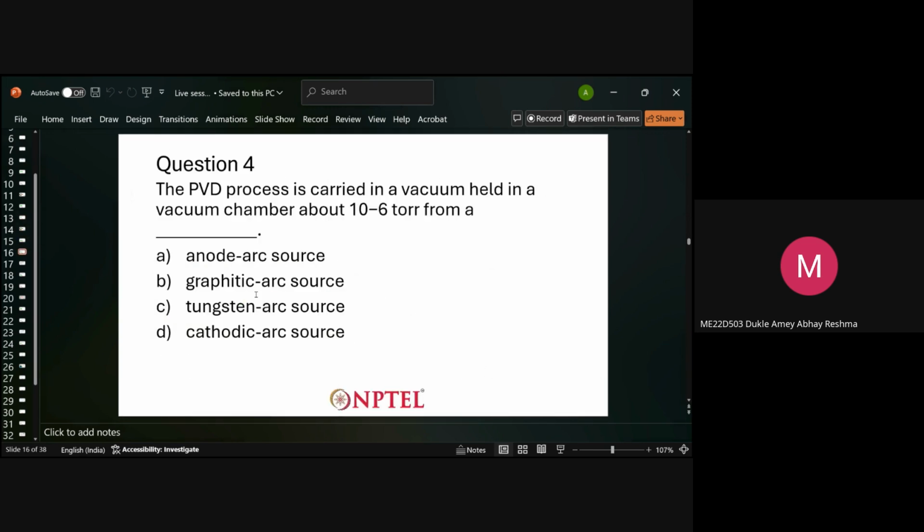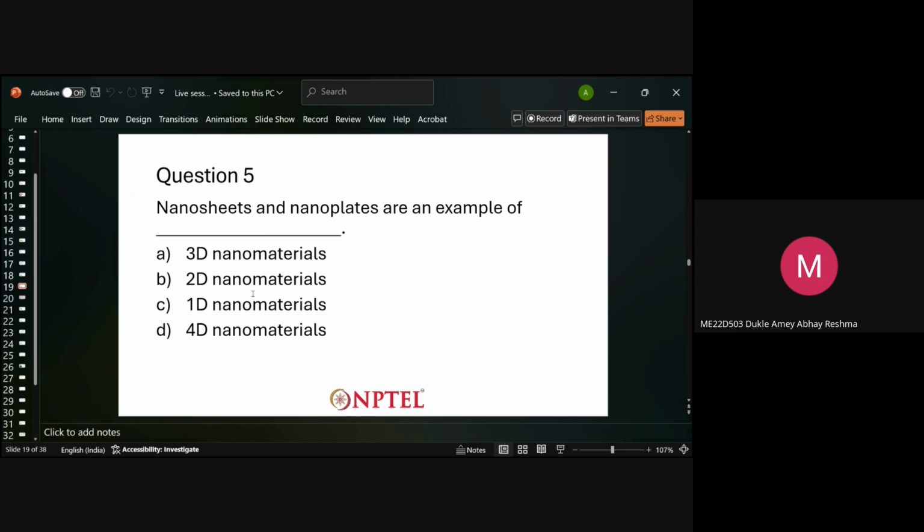So moving to the fourth question, physical vapor deposition is carried out in a vacuum held in the vacuum chamber around 10 raised to minus 6 torr from a: anodic arc source, graphitic arc source, tungsten arc source, cathodic arc source. The answer is D, cathodic arc source. This is a fact-based question. There is nothing to explain.